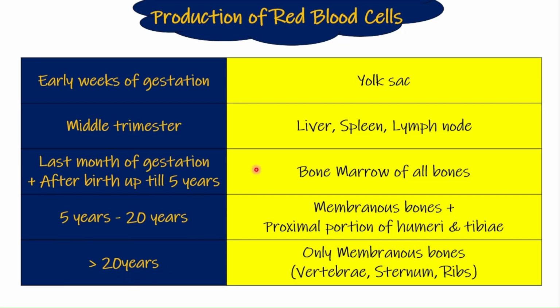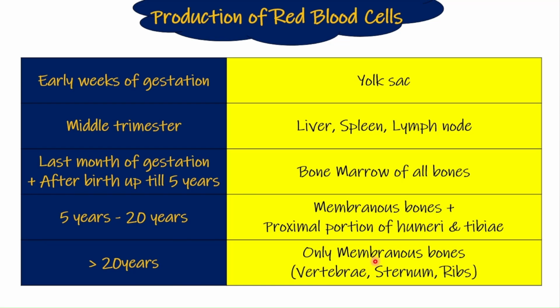Okay, so I'm going to just quickly revise this because it's very important. At times this is asked in the MCQs. So in the early weeks of gestation, RBCs are produced by the yolk sac. In the middle trimester, RBCs are produced by liver, spleen, and lymph nodes. From the last months of gestation till 5 years of age, RBCs are produced by bone marrow of all bones. From 5 years till 20 years, the RBCs are produced by membranous bones as well as the proximal portions of humeri and tibia. And after the age of 20, they are produced only by the membranous bones.